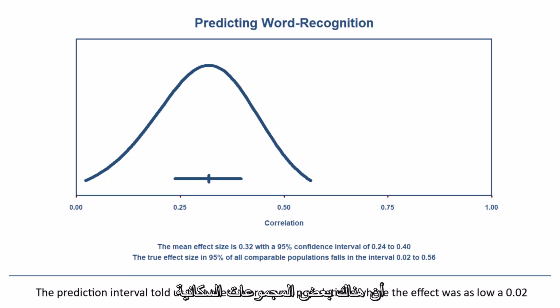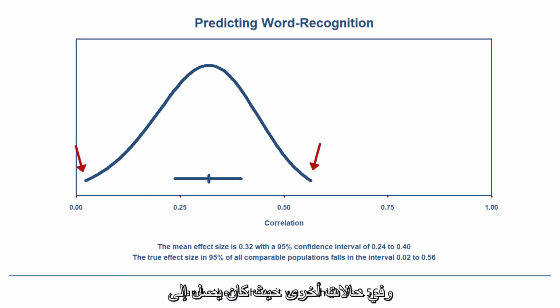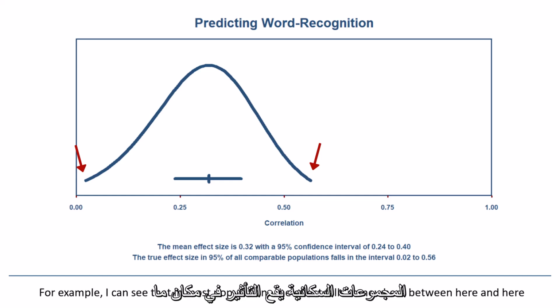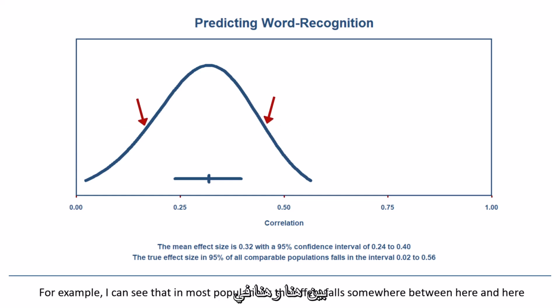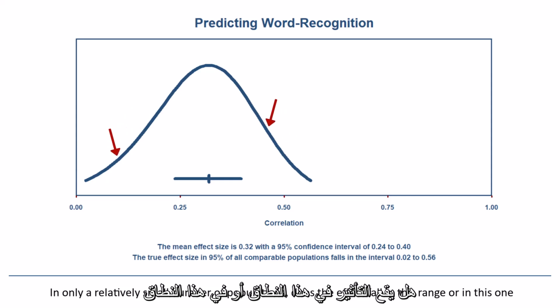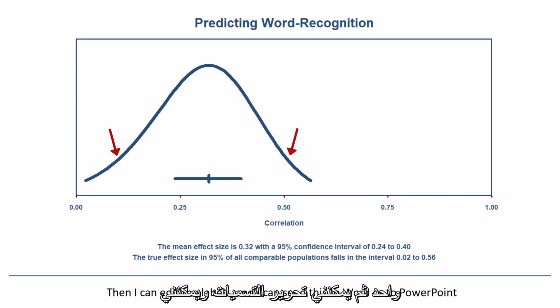The prediction interval told us that there were some populations where the effect was as low as 0.02 and others where it was as high as 0.56. The plot gives us a more detailed view. For example, I can see that in most populations, the effect falls somewhere between here and here. In only a relatively small number of populations does the effect fall in this range or in this one. Then I can edit the labels, and I can send this to Word or to PowerPoint.